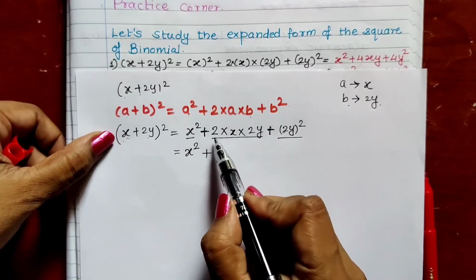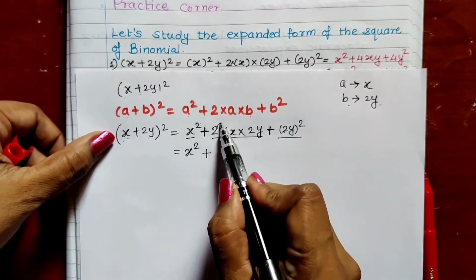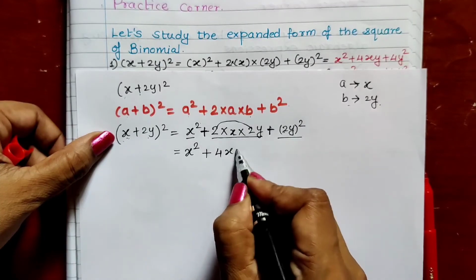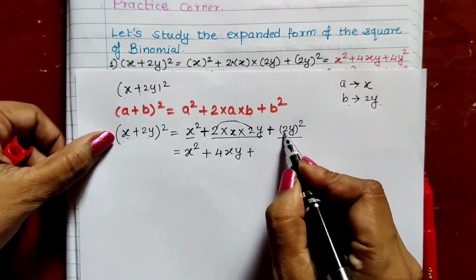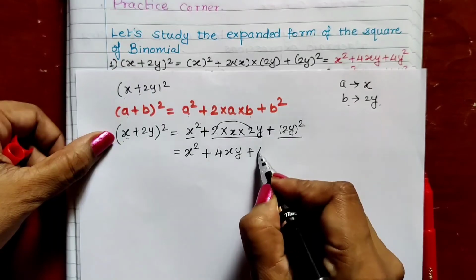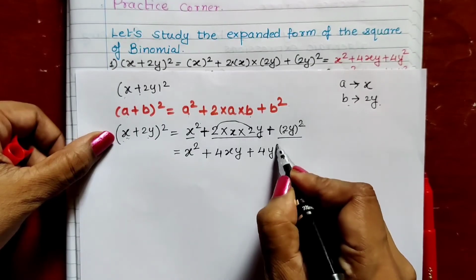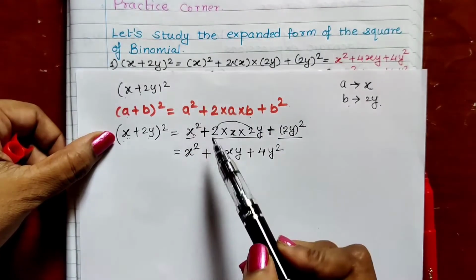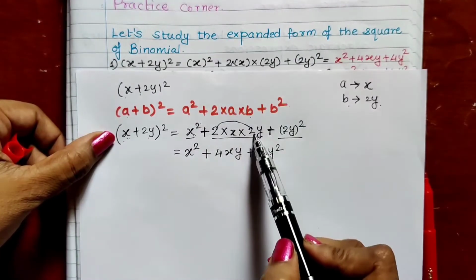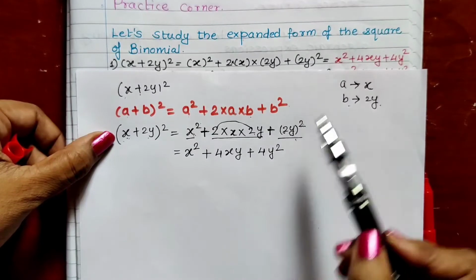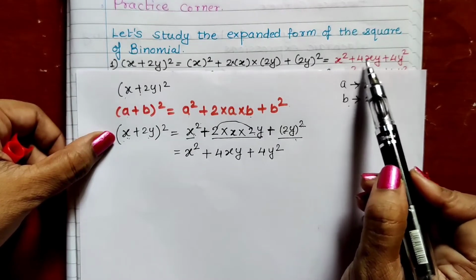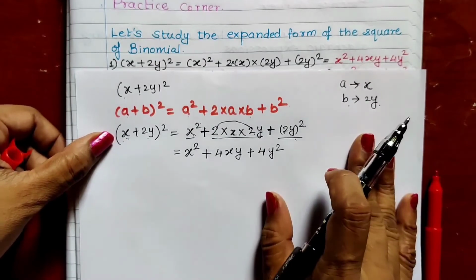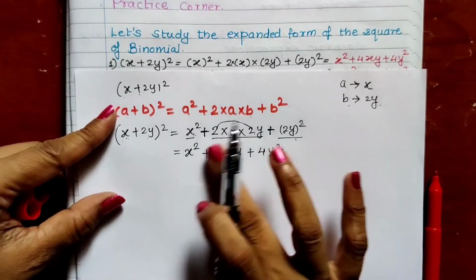Plus how to calculate this multiplication? 2 into 2 is 4, x into y is xy, 4xy plus 2y square. 2 square is 4 and square of y is y square. So in this way, first we have to write this first term x square plus 2 into x into 2y plus 2y square, and in the end we get answer x square plus 4xy plus 4y square. In this way you can solve the sums by applying the formula.